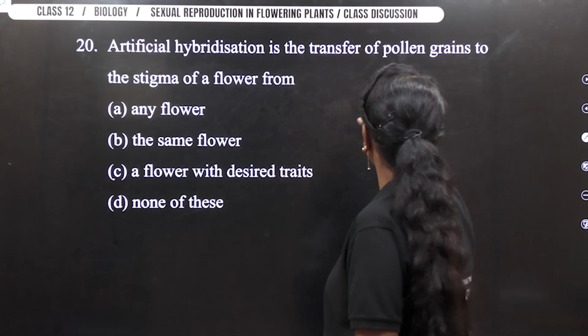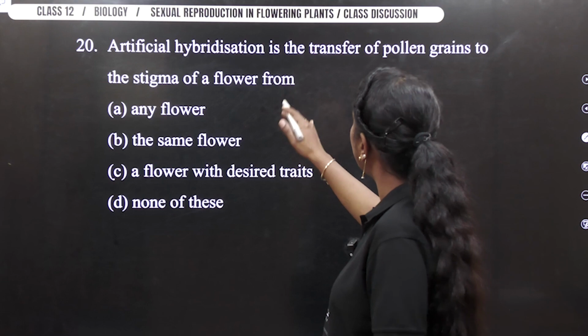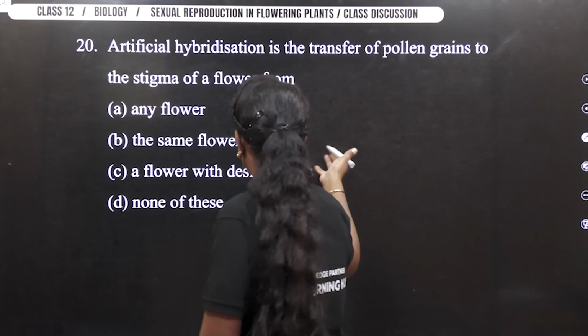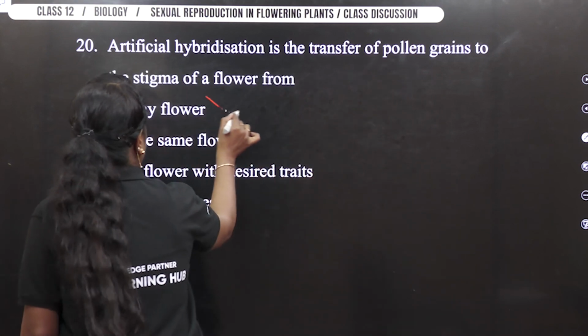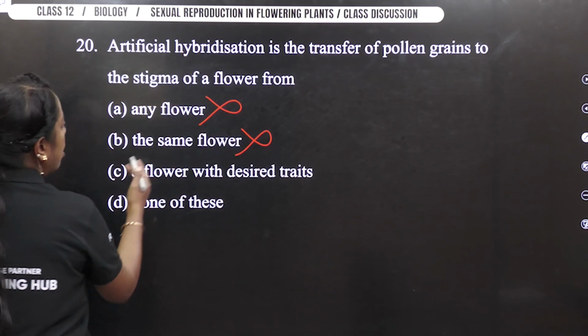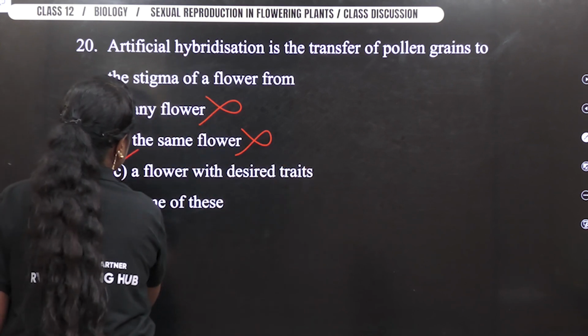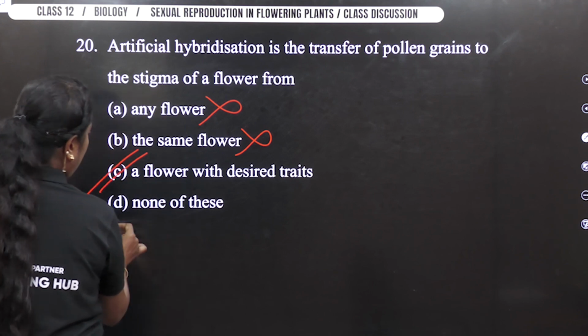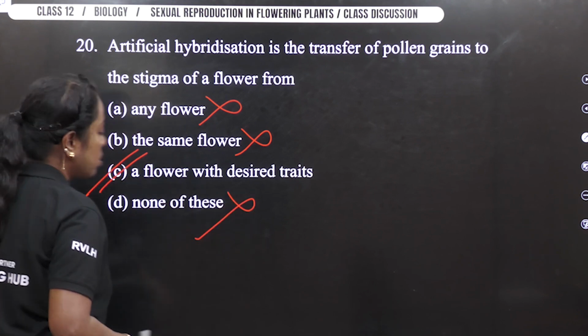Artificial hybridization is transfer of pollen grain to the stigma of the flower from any flower? Definitely not. Same flower? Why should we do emasculation then? A flower with desired traits? Yes. More, none of these particulars. So the answer becomes option C.